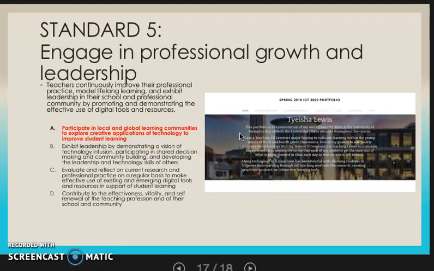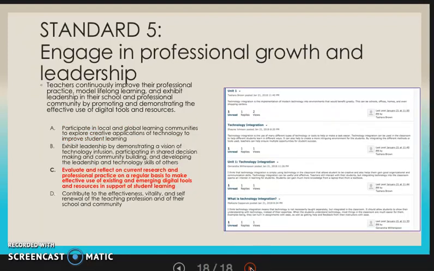Again, I say this Weebly portfolio is for my peers and my teachers to go and look at what I have learned, and we are able to reflect on each other's Weebly portfolio sites. The last example for standard 5 is our class discussion posts. Again, because within our posts, we are evaluating and reflecting on current research and professional practice on a regular basis to make effective use of existing and emerging digital tools and resources in support of student learning.